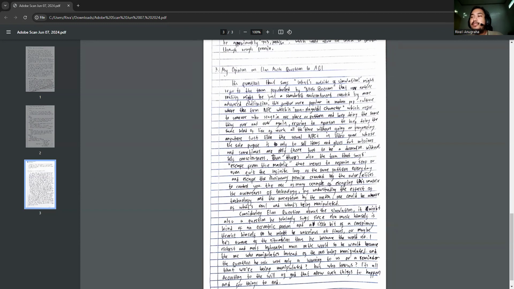What the guy said to Elon Musk was, what if an AGI finally comes true, and if it finally comes to reality, what will you ask the AGI first? Then Elon said, what's outside the simulation. So I think the question he asked the AGI, what's outside the simulation, might be referring to the term that might be popularized by Nick Bostrom.